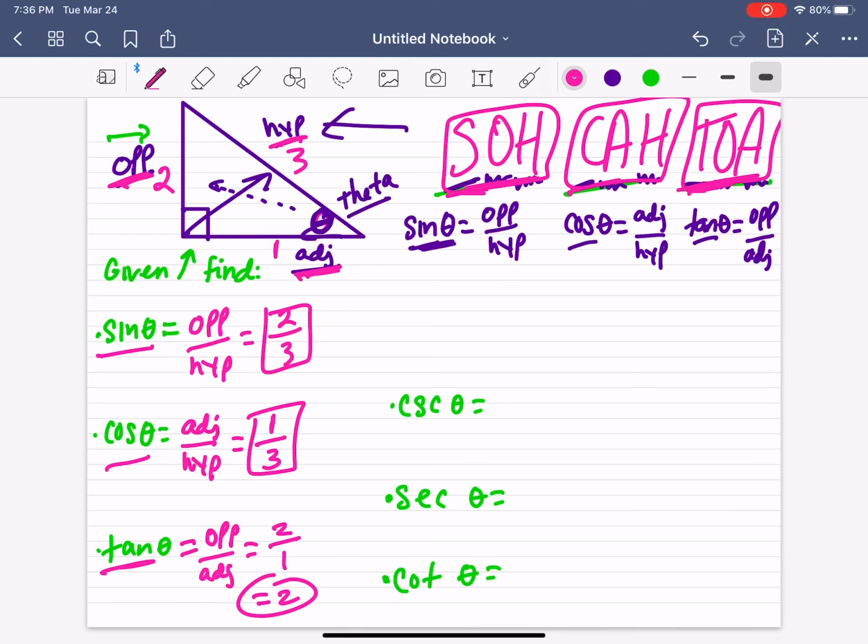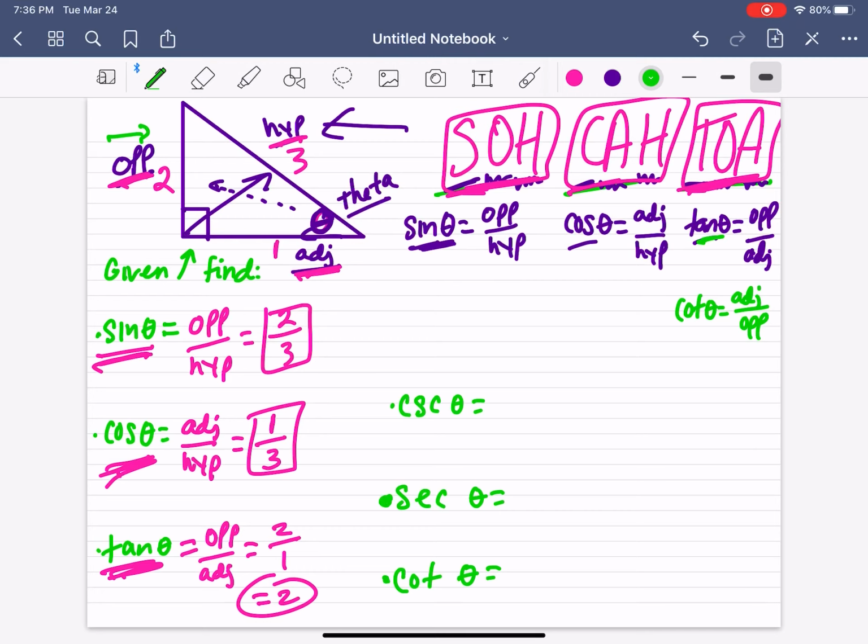Now let's do the remaining 3 trig functions. Remember what I said about these last 3. They are the reciprocal of these original 3. Here's how I remember that. The last one is cotangent, and of course, cotangent and tangent sound very similar. So the cotangent of theta is the reciprocal of tangent. In other words, the adjacent over the opposite.